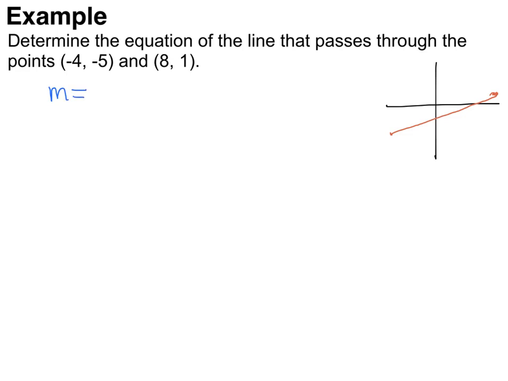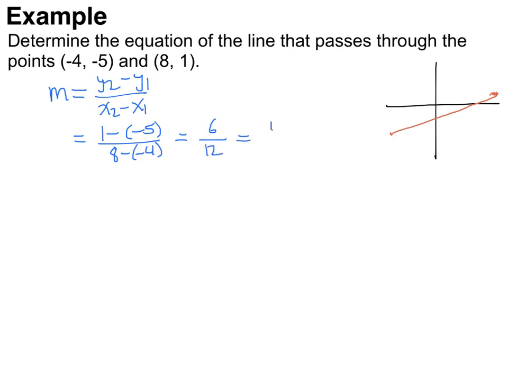So let's just find slope. Remember, slope, we're going to do y2 minus y1 over x2 minus x1. So let's do 1 take away -5 over 8 take away -4. So 1 take away -5, that's going to be 6. And 8 take away -4 is 12. So we can reduce that to 1 over 2. So our slope is 1 over 2. So that's part 1 of 2.